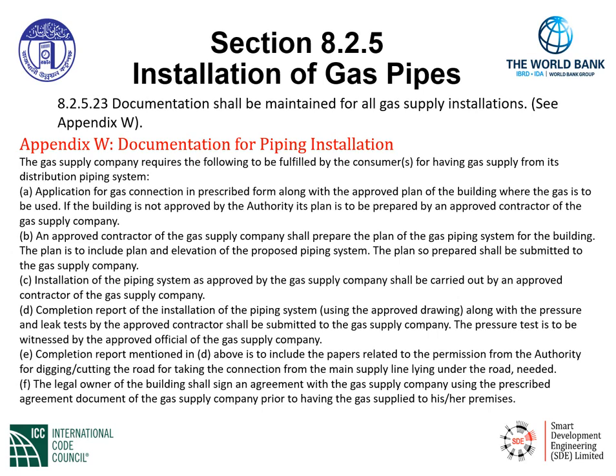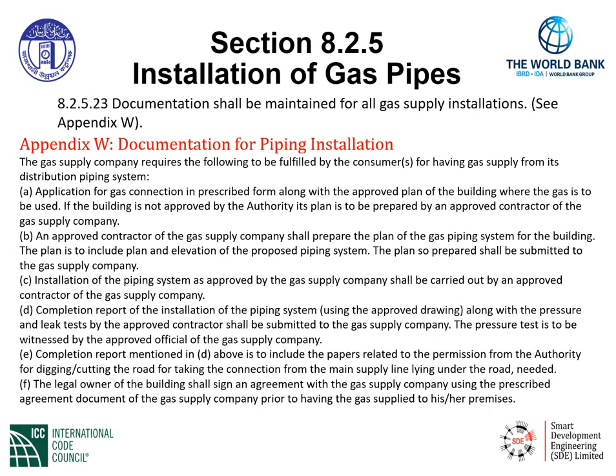Item A indicates an application for gas connection in prescribed form, along with the approved plan of the building where the gas is to be used. If a building is not approved by the authority, its plan is to be prepared by an approved contractor of the gas supply company. So right there is a requirement from the authority on who is permitted to prepare the plan for the gas supply system.